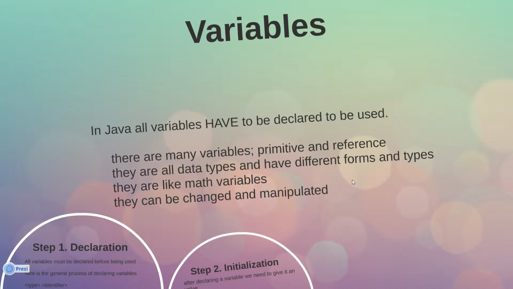So there are many variables, primitive and reference. I'm not going to explain this now because I explained it in my last video, so go check it out. There are all data types and they have different forms and types. If you don't know what data types are, check my last video.